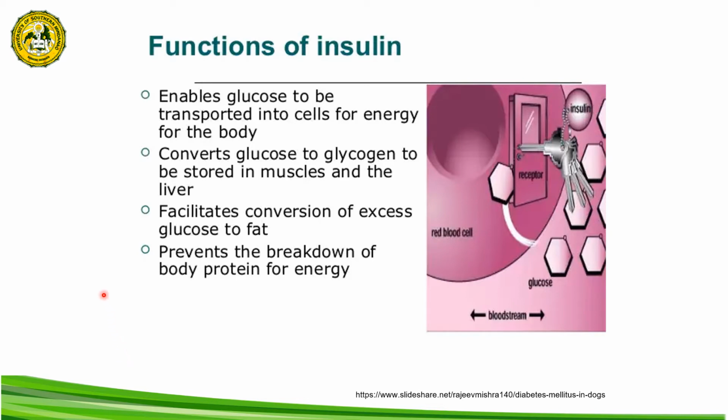Let's first go back to the functions of insulin. One of the major functions of insulin is that it enables glucose to be transported into the cells for energy for the body. It also converts glucose to glycogen to be stored in muscles and the liver. Insulin also facilitates the conversion of excess glucose to fat, and it prevents the breakdown of body protein for energy.